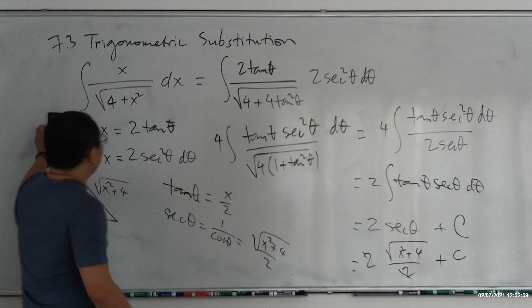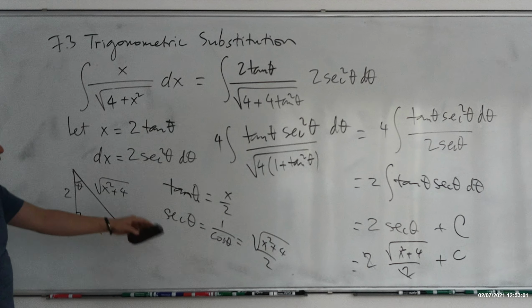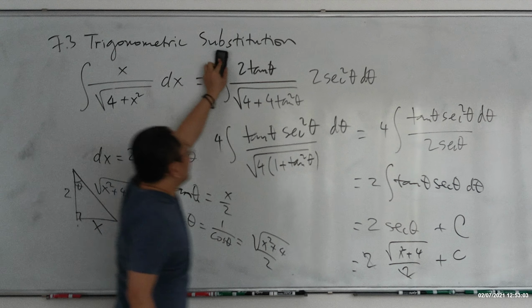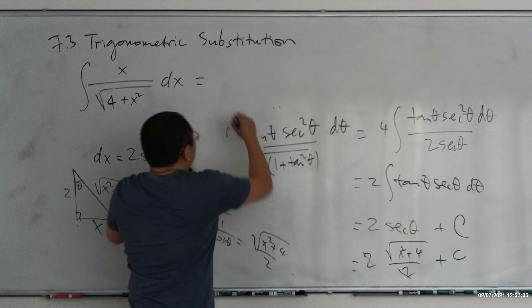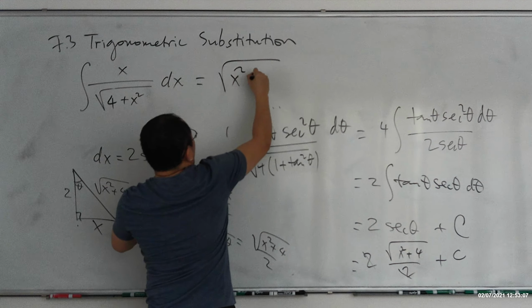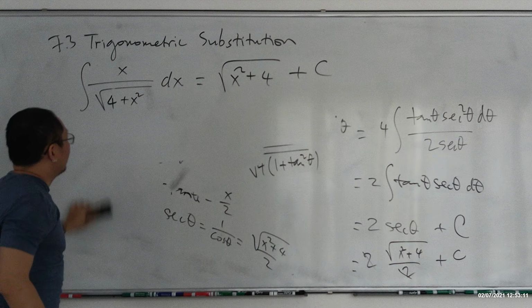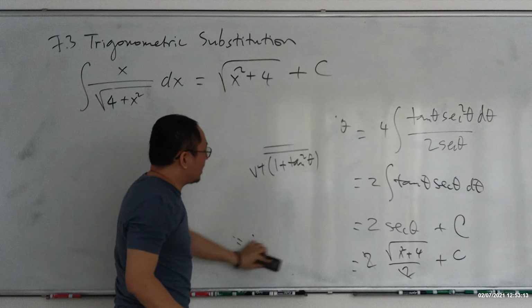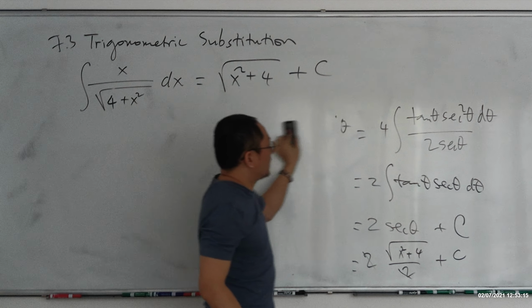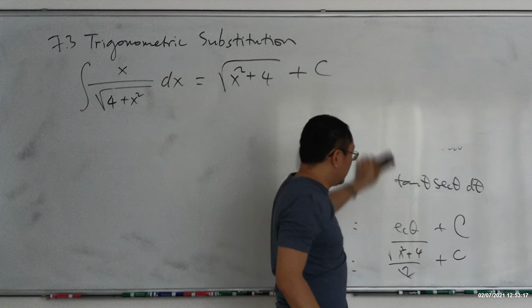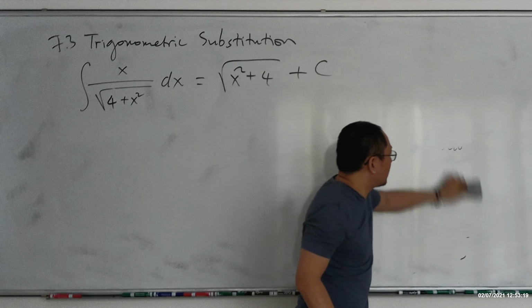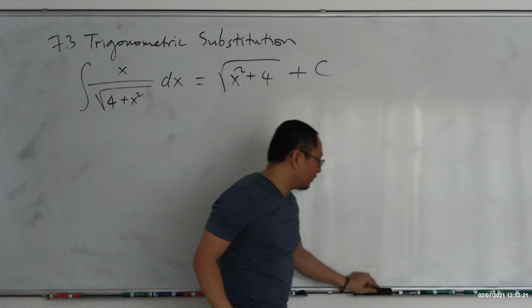So anyway, with trig substitution, you have to do that much work. And then you have the answer as the square root of x squared plus 4 plus c. That's the answer. Now, let me show you another way to tackle this specific problem, using just a regular u-substitution that you guys learned in Calc 1 already.